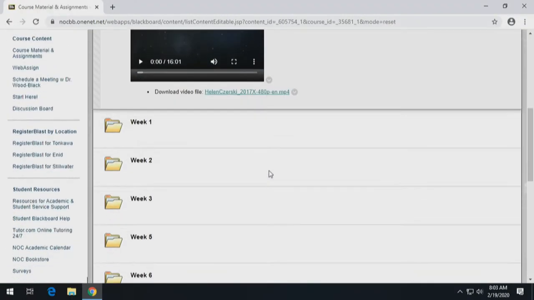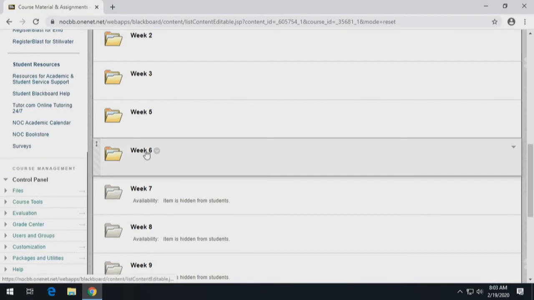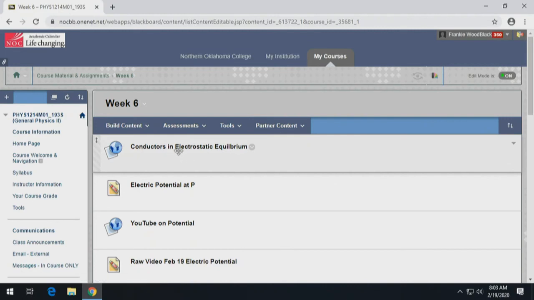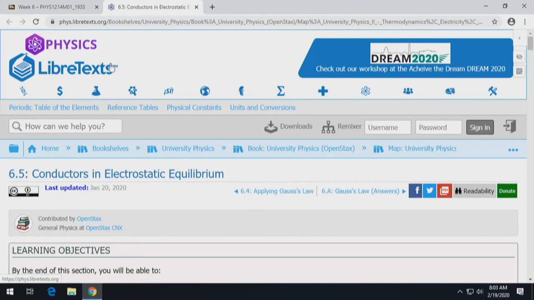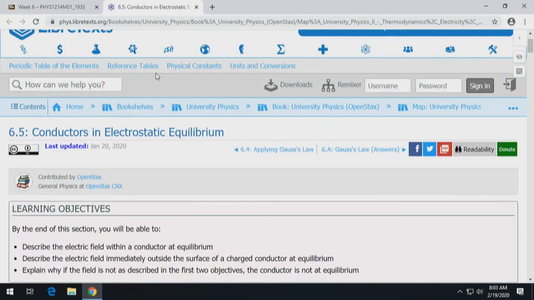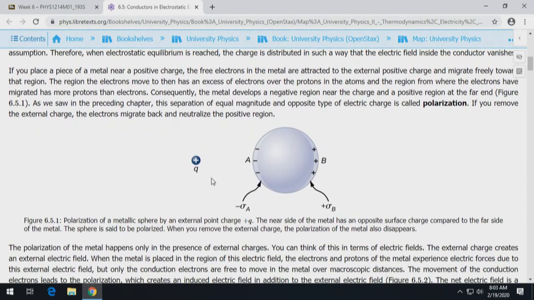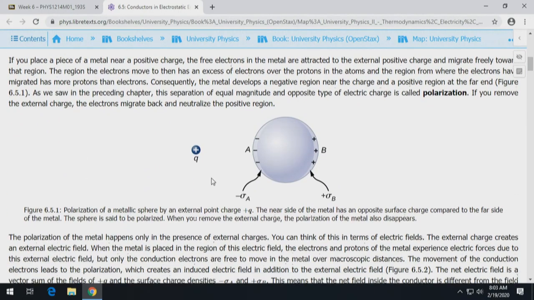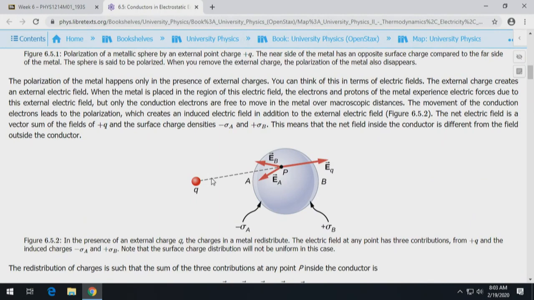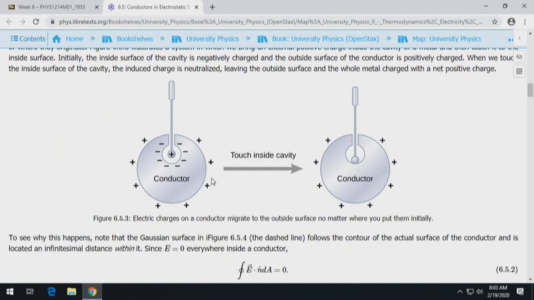So if you get notifications on Blackboard, you probably got pinged a lot this morning because I added a bunch of videos and things in there. In here is another open e-text, and it talks about conductors and electrostatic equilibrium, much like what we have been talking about so far. It gives you a little better diagrams than what I was using. So it's a nice thing to walk through.